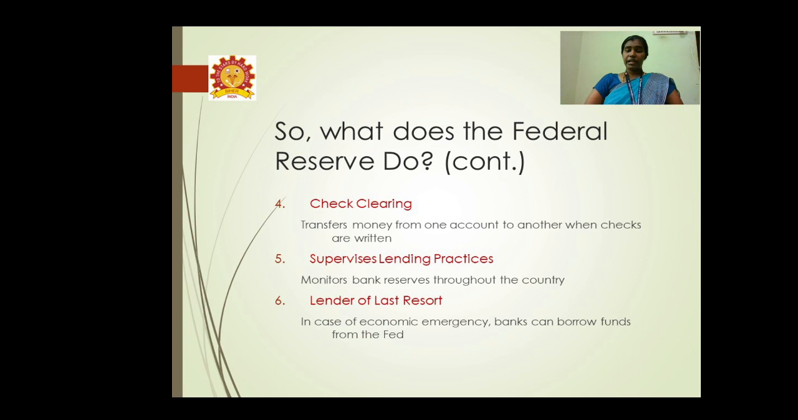Check clearing. So it transfers money from one account to another when checks are written. So that is the fourth one. Supervises the lending practices. Monitors bank reserves throughout the country. Lender of last resort. In case of economic emergency, banks can borrow funds from the Fed.